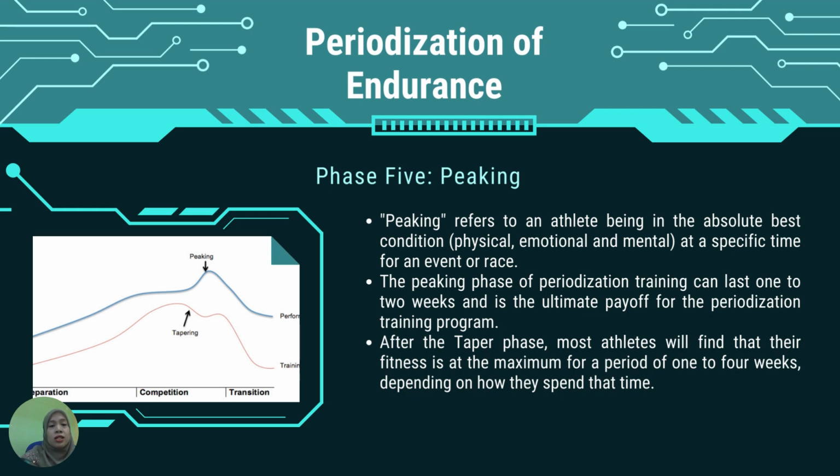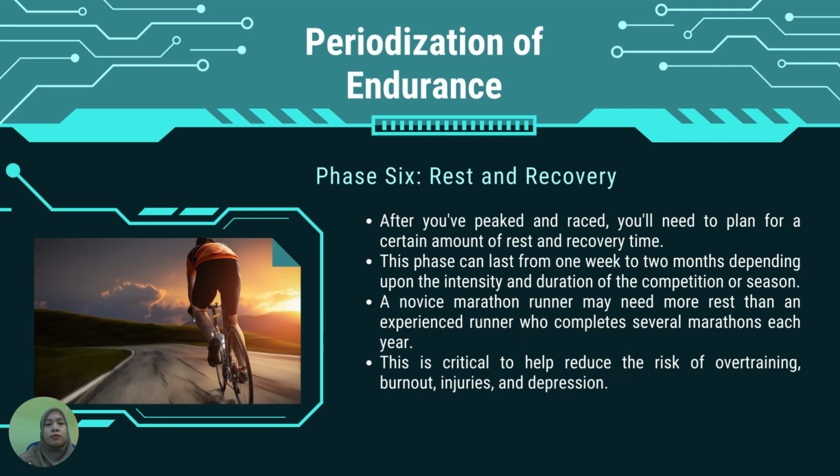The next one is phase 5, which involves peaking, referring to the athlete being in the absolute best condition, physical, emotional and mental, at the specific time for an event or race. The peaking phase of the preparation training can last 1 to 2 weeks and it is the ultimate payoff for the preparation training program. After the taper phase, most athletes will find that their fitness is at maximum for a period of 1 to 4 weeks depending on how they spend that time.